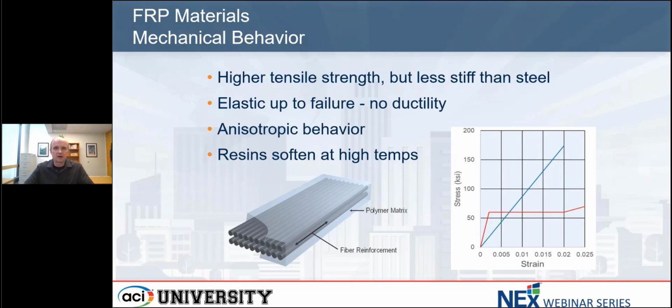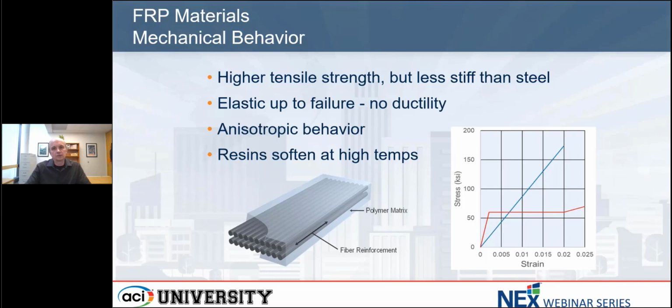But generally speaking, they are less stiff than steel. Their modulus of elasticity is lower. We do kind of pay for the high strength of these materials, though, with ductility. These materials are 100% linearly elastic right up until failure. There is no yield plateau. There is no strain hardening or strain softening. There is no plastic behavior whatsoever of these materials.